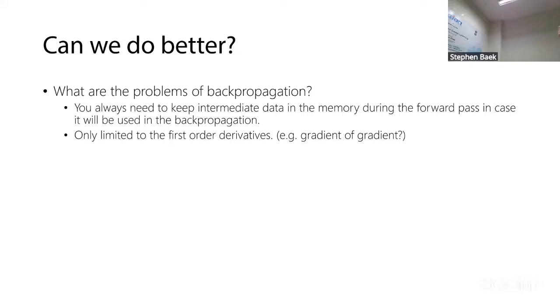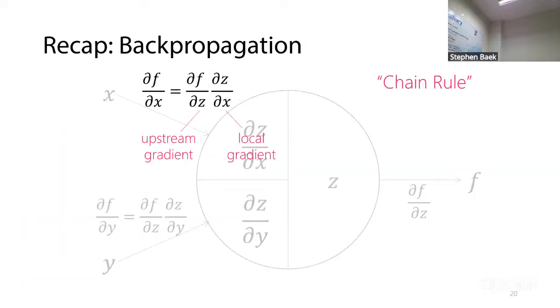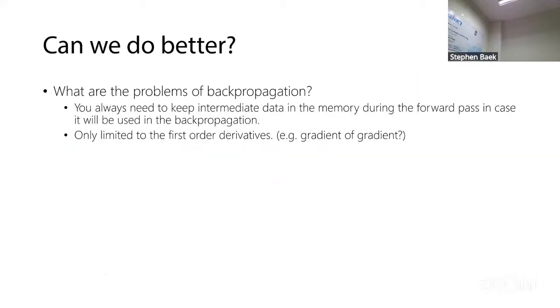Now, there are some limitations with the way that we calculate the gradients. The first thing is that you always need to keep the intermediate data in memory, which means you have to memorize things each time you do the forward pass. And in terms of repetitively computing gradients, that may not be the most desirable thing to do.